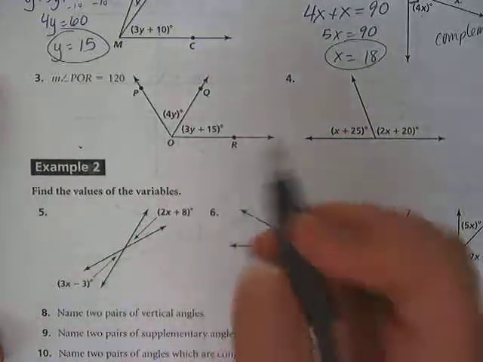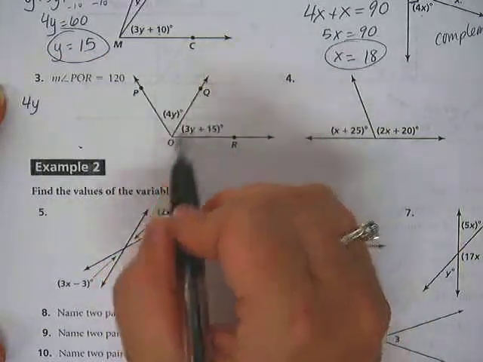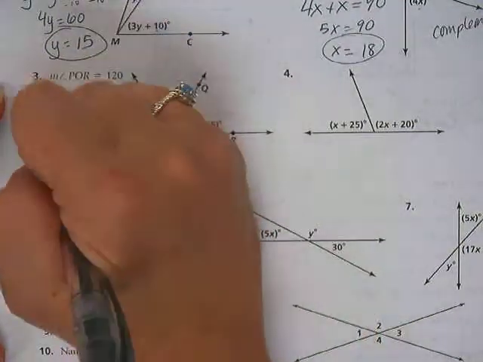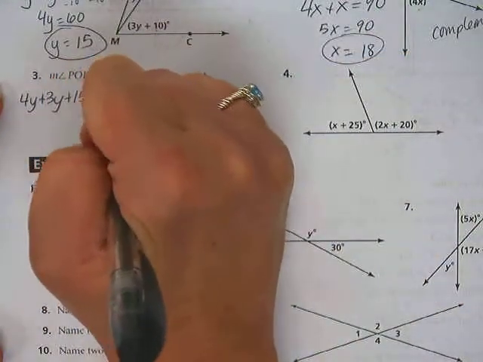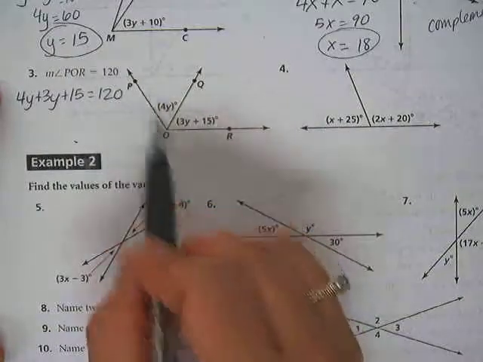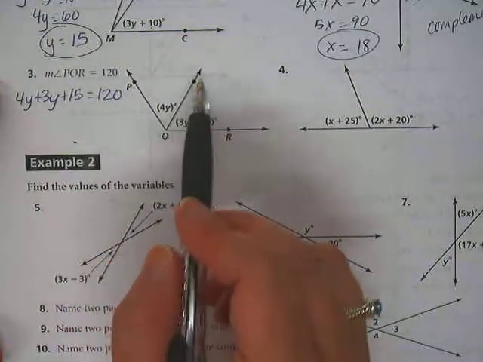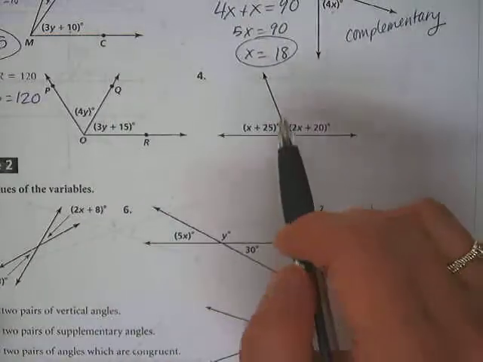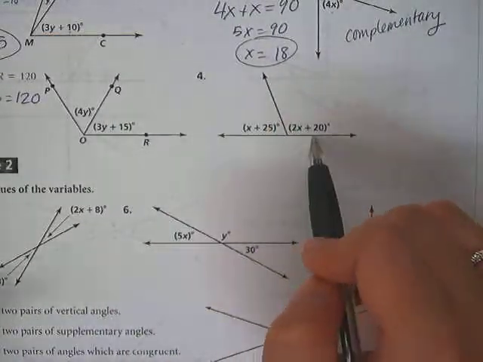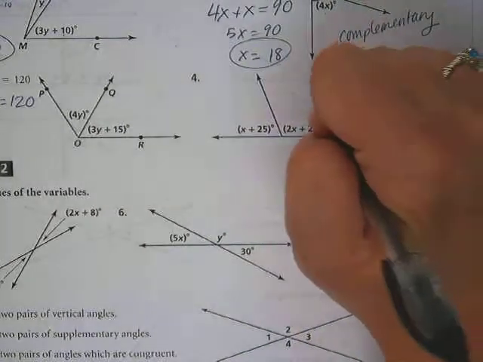Okay, what about on the next problem? Are you guys getting the hang of these? Do you need me to keep going? Or do you get them? Like, let me just quickly set these up and then you guys can do the algebra. So this one's this angle plus this angle, so 4y plus 3y plus 15 equals 120. Because the entire angle POR is 120. So that angle plus that angle equals 120. And then you solve it. And then the last one, notice how they don't give us a number. We already talked about this one.